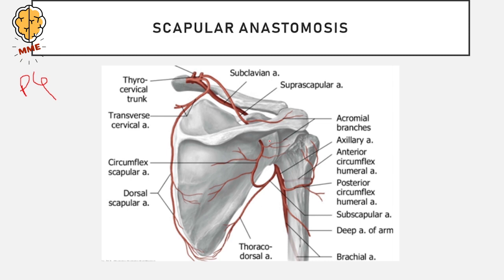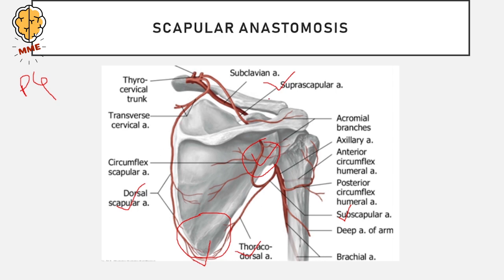So show me the anastomosis. Is this the anastomosis? Is this the anastomosis you can find? Yes, it is the anastomosis. This is the communication between the neighboring vessels. Here is also a communication between the neighboring vessels. Okay. So, coming to the anastomosis, this anastomosis is done by the suprascapular artery. And here the anastomosis is between the suprascapular and the subscapular. And here it is the thoracodorsal artery and the dorsal scapular artery anastomosis. Okay.